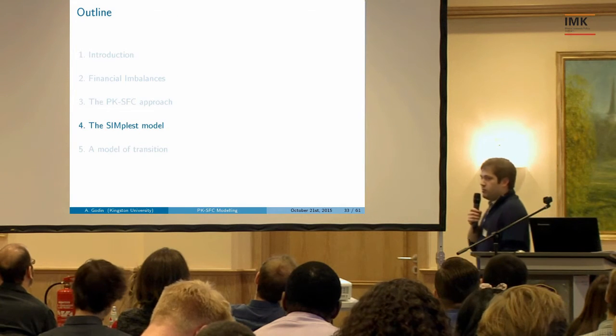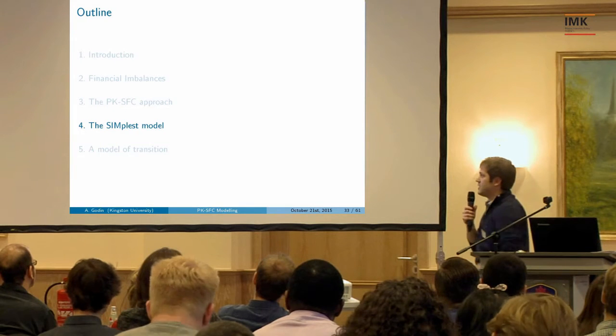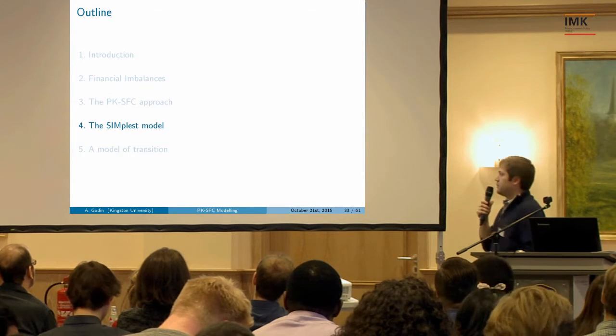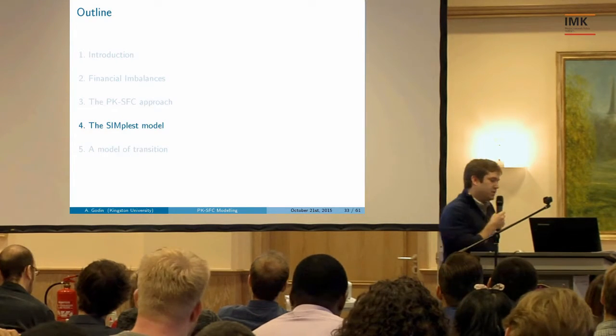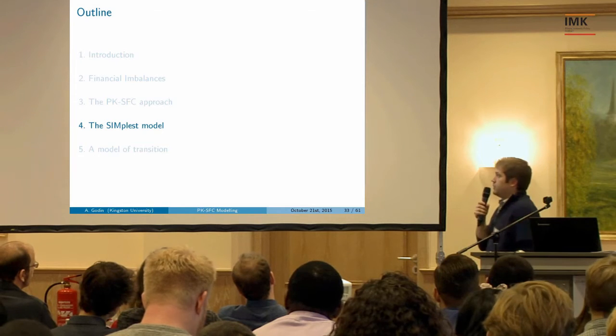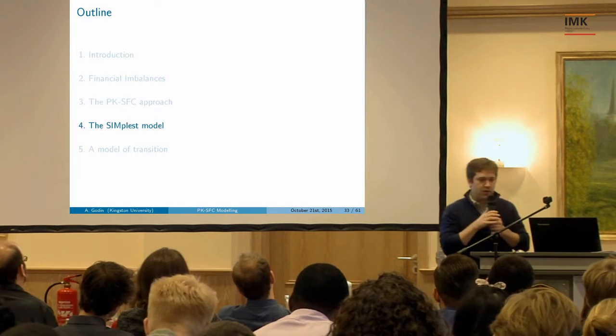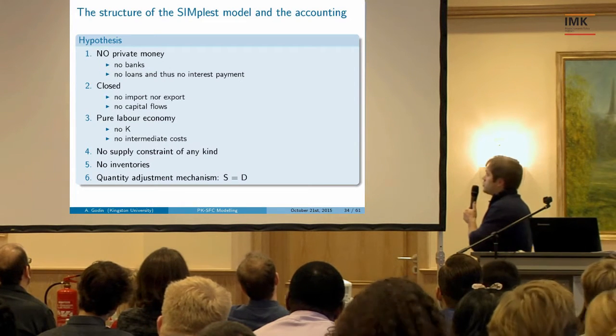Okay, so now let's start doing something, because it's been nice, I've been telling you these nice stories about the approach and so on and so forth, but how do you build a model? This is the simplest model, from chapter 3, I think, of Godley and Lavoie, and it's the simplest model of an economy. So what is the structure of the model?